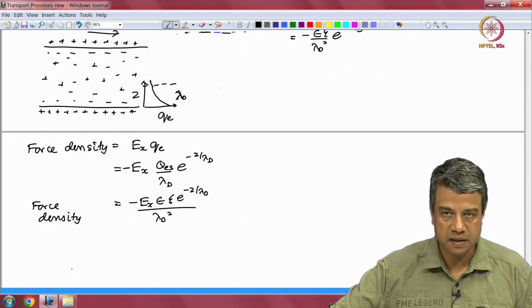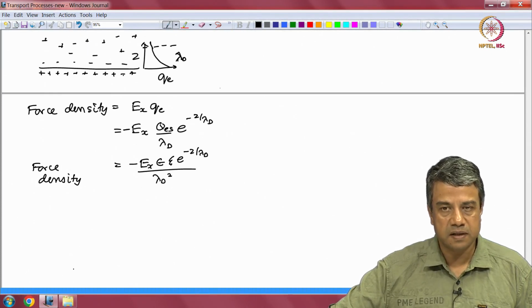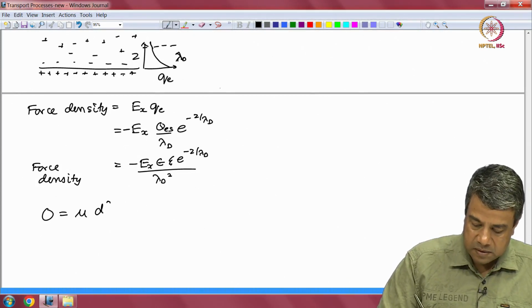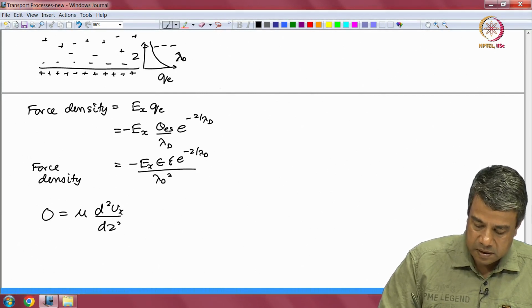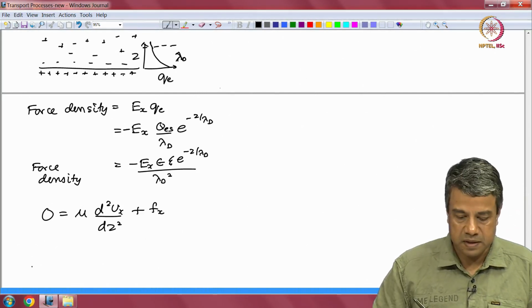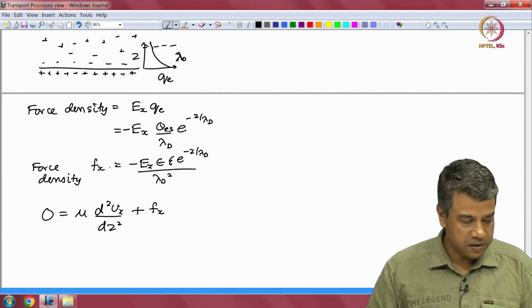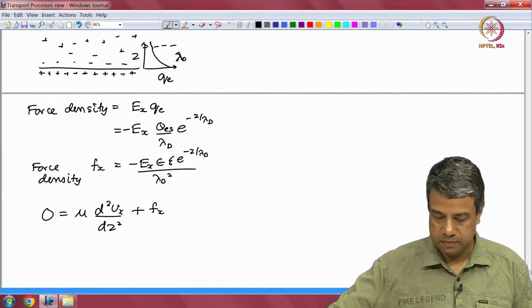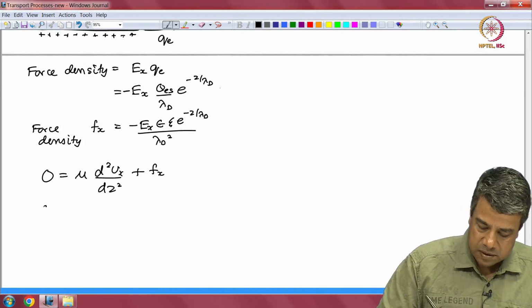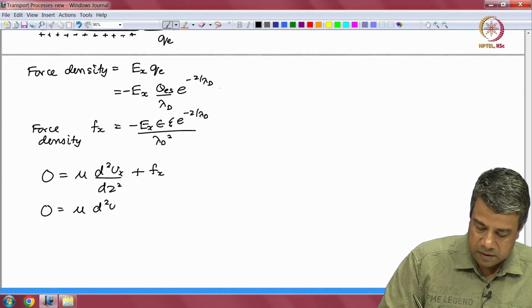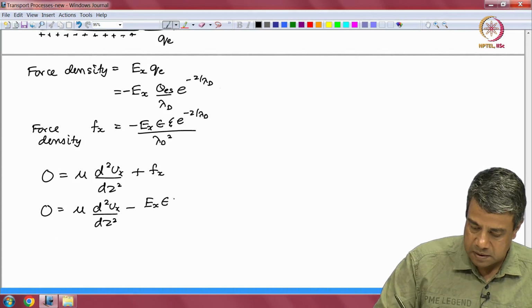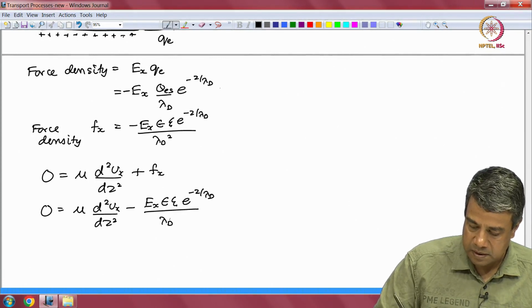If I consider a steady state where there is no time variation, then the conservation equation is 0 equals mu d square V x by d z square plus F x, force density. F x is the force density, force per unit volume. So, this is going to generate a velocity. So, 0 is equal to mu d square V x by d z square minus E x epsilon zeta e power minus z by lambda d by lambda d square.